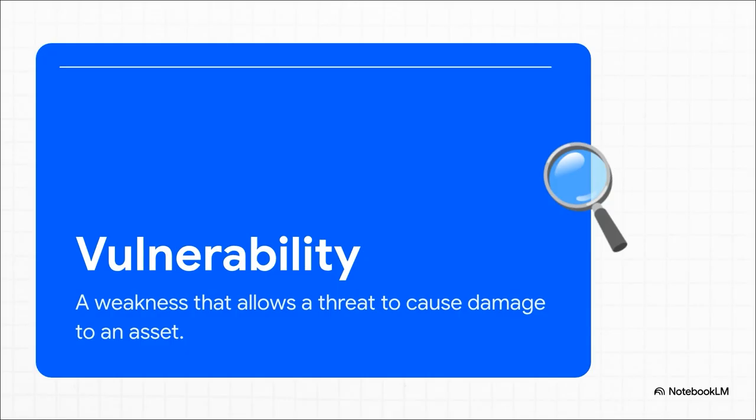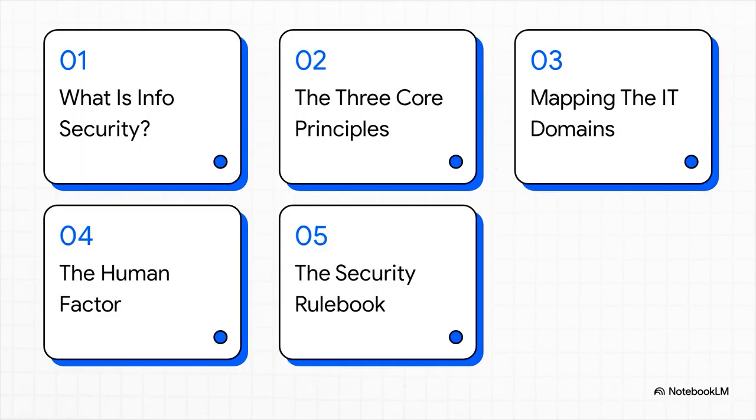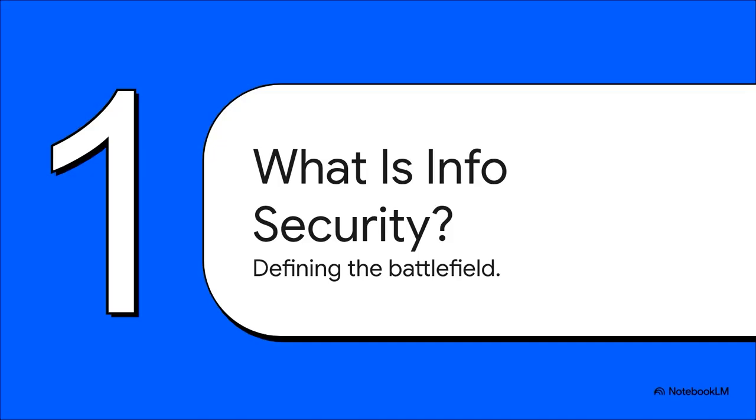Understanding how these three ideas, risk, threat, and vulnerability, work together is absolutely the key to everything else we're about to cover. So here's our roadmap for this explainer. We're going to start by defining what information security actually is. Then we'll dive into its three core principles. After that, we'll map out the key areas that need protection, we'll talk about the single biggest vulnerability in any system, and finally, we'll look at the rulebook organizations use to keep it all in order. So let's get into it.